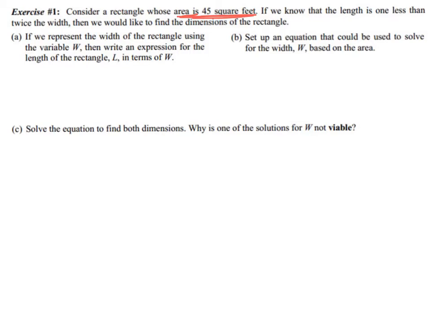If we know the length is 1 less than twice the width, I would underline or highlight that, then find the dimensions of the rectangle. Well, they're telling you right here, if we represent the width of the rectangle using the variable w, then write an expression for the length, L, in terms of w. So we don't want to use L in another variable, we're going to use w. I'm going to pause the video here and fill this in, and then I want you to fill it in, and we're going to talk about it.